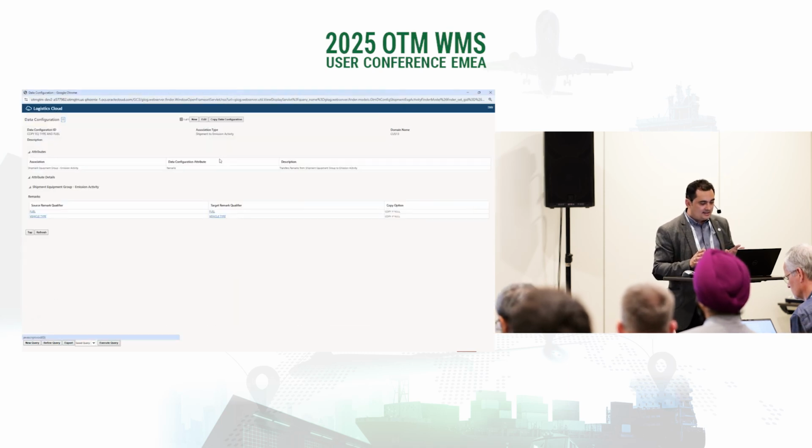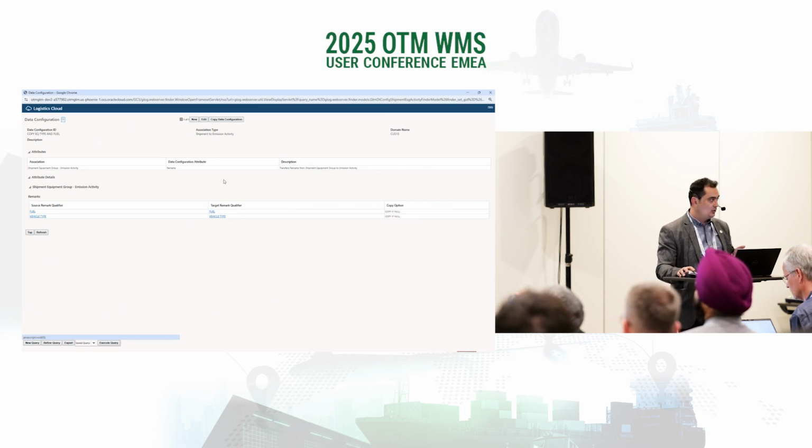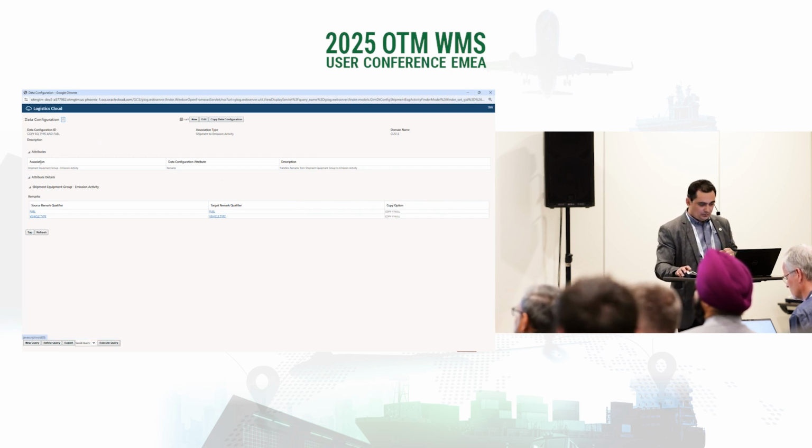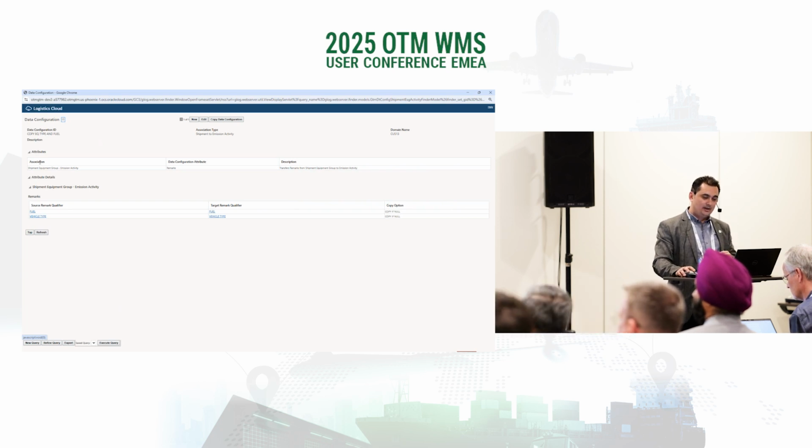So here it's a simple example. We will identify from the shipment equipment group, and it will be copied to the emission activity created, the fuel and the vehicle type. These are two attributes for this truckload move.